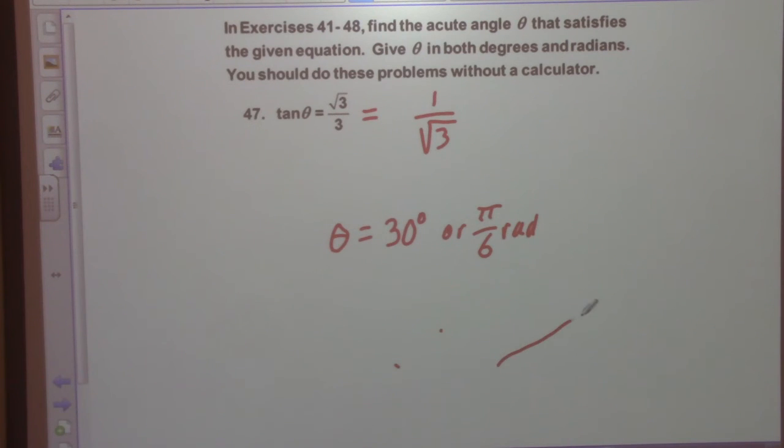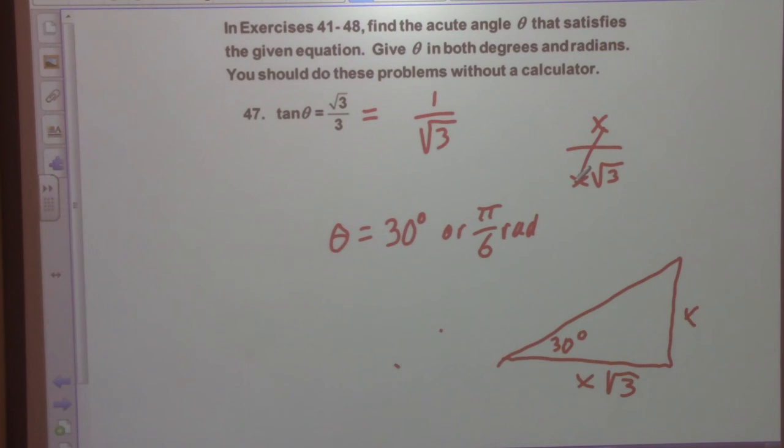So let's test it here. If we draw a special right triangle, and that's 30 degrees, then this side over here is going to be x. This one here is going to be x square root of 3. And your tangent is going to be opposite over adjacent, or x over x square root of 3. And what does that simplify to? 1 over square root of 3, which is the same as square root of 3 over 3. So yeah, that's right. Is that how you did it? Kind of.